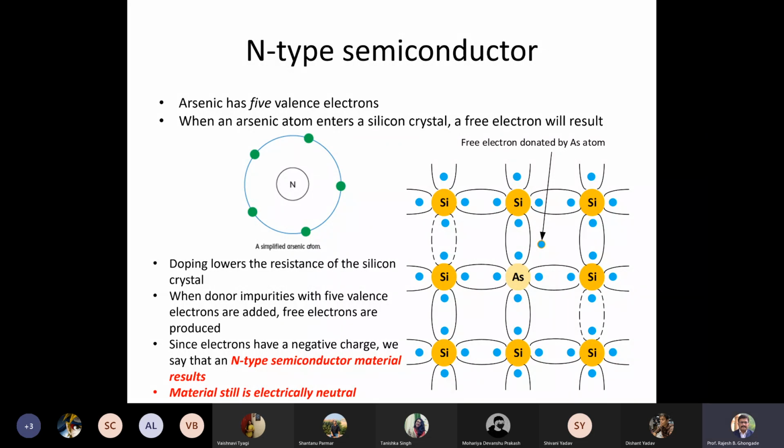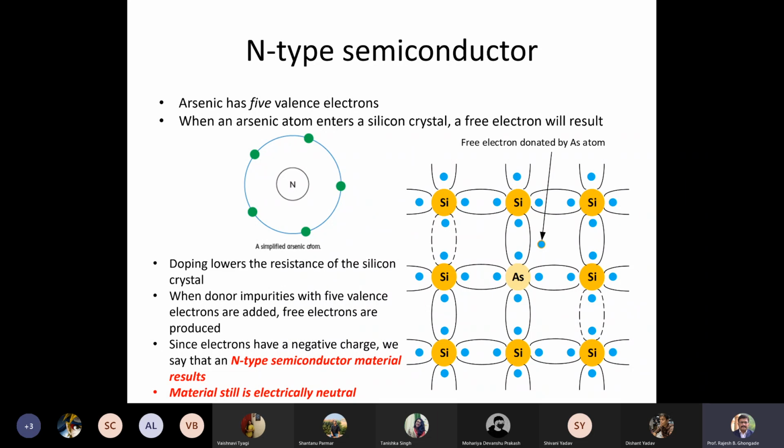Why is it neutral? Because in silicon atoms, we already know that the protons have an equal number of charges as the electrons in the silicon atom. Similarly, for arsenic also, we have an equal number of protons to balance out the charge as far as the electrons are concerned. So in general, the so-called positive charges and negative charges are equal, and so we can say that the material is electrically neutral.